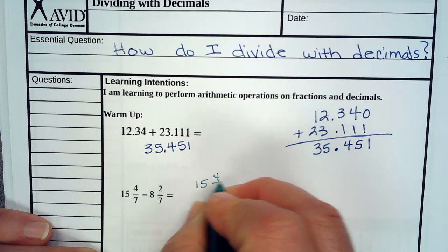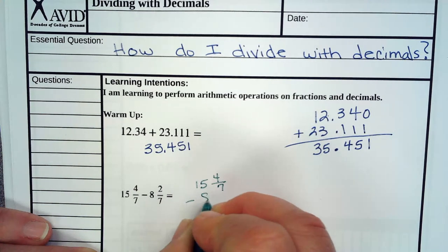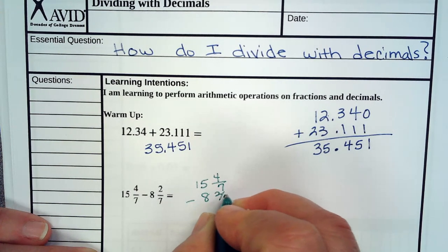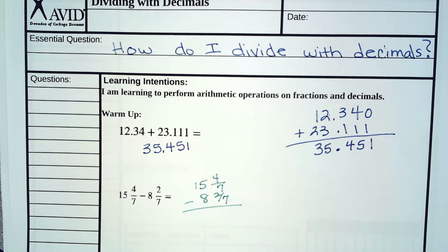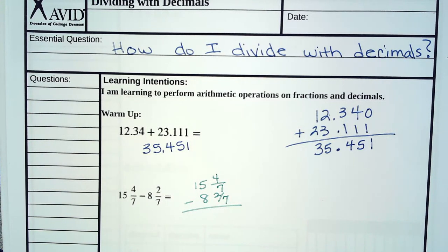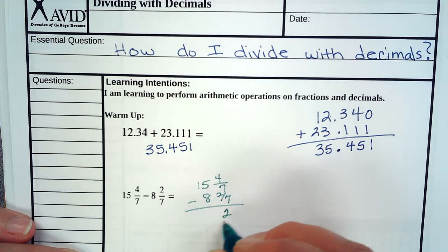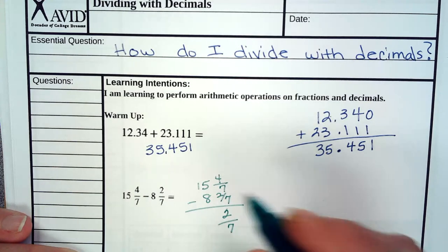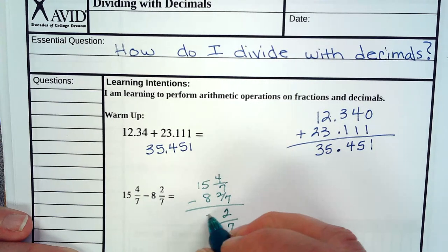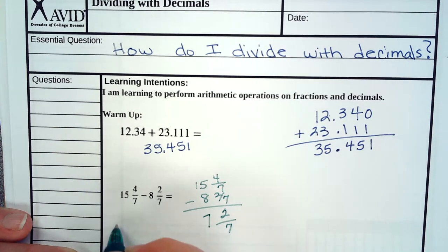So let's set this up and see what happens. 15 and 4 over 7 minus 8 and 2 over 7. 4 minus 2 gives me 2, so I don't have to borrow from the 15 because I've got enough sevenths to cover it. 4 minus 2 is 2, so this is 2 over 7. 15 minus 8 is 7, and we are done.